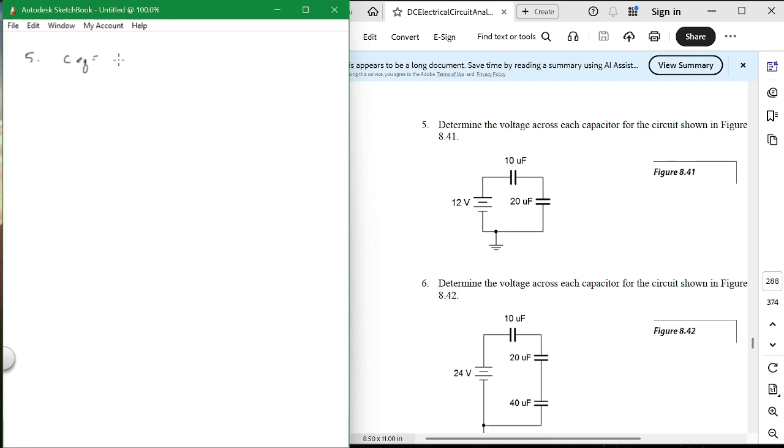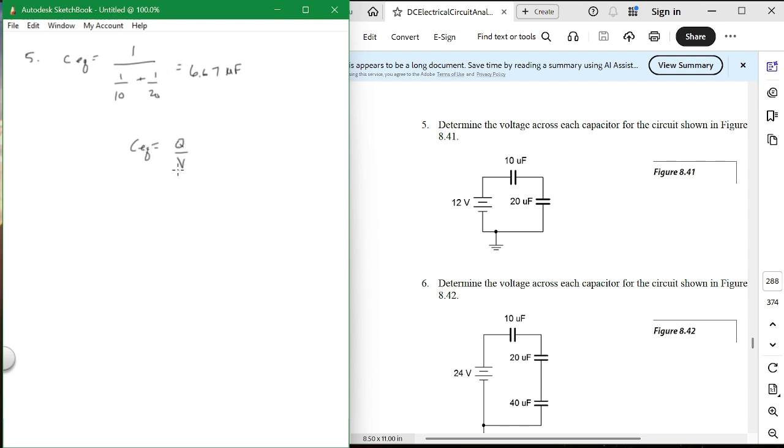C equivalent is equal to what in that case? They're in series, so what is your C equivalent? 1 over 1 over rule. 1 over, 1 over 10 plus 1 over 20, or what? It's about 6.7, I think, but let's try and get it. 1 divided by, parenthesis, 1 divided by 10 plus 1 divided by 20, in parenthesis, equals 20 over 3, or 6.67 microfarads.